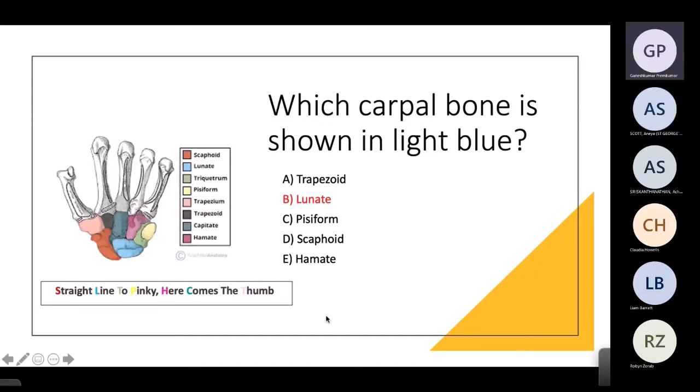Yeah, so that's the lunate vote. So yeah, there's a nice little mnemonic here. If we start with scaphoid and you go across, you can say straight line to pinky, and then here comes the thumb. So that's a mnemonic. You can learn it how you wish.